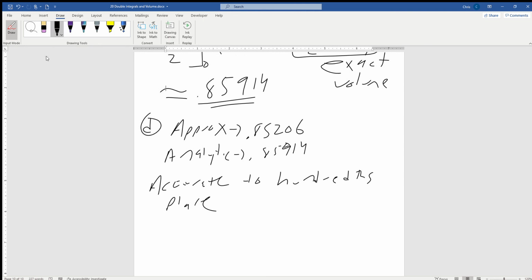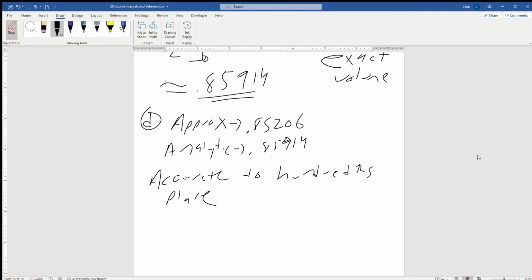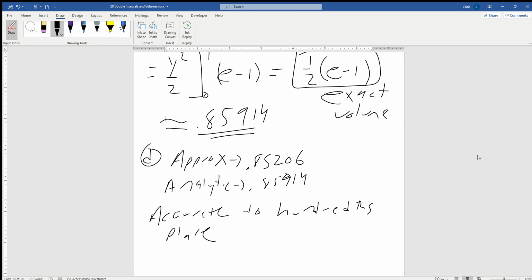All right, so hopefully this gives you a good overview as to what the double integral represents, how to approximate it using the double Riemann sum, and then also how to get the analytic solutions.